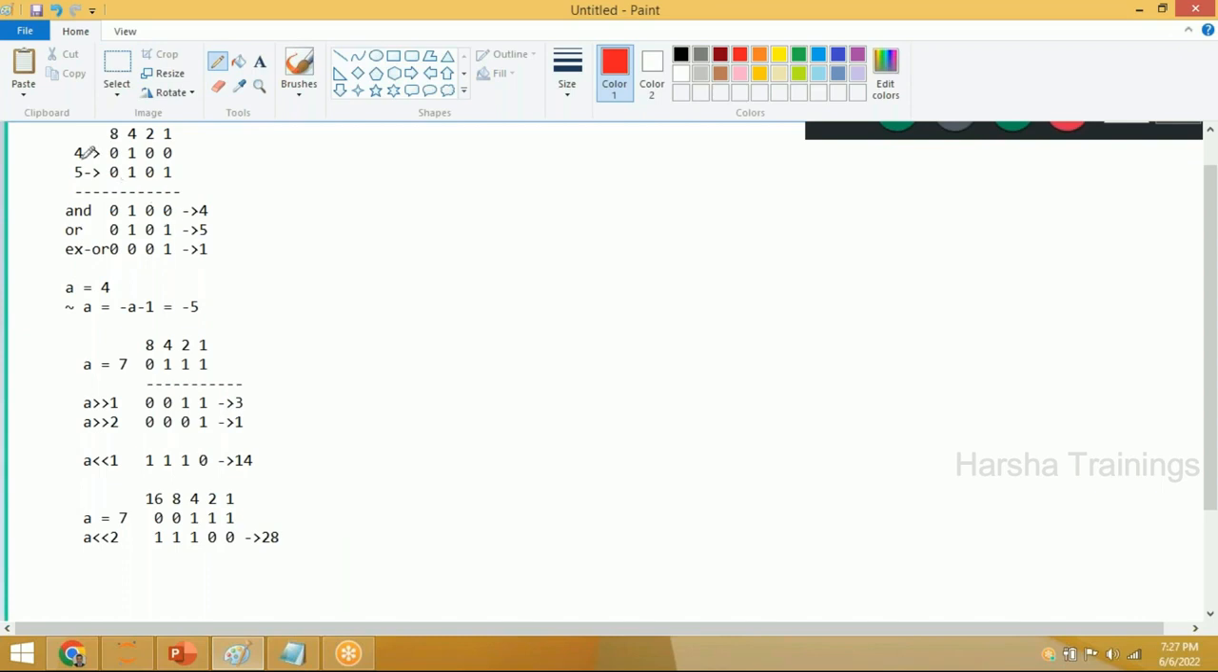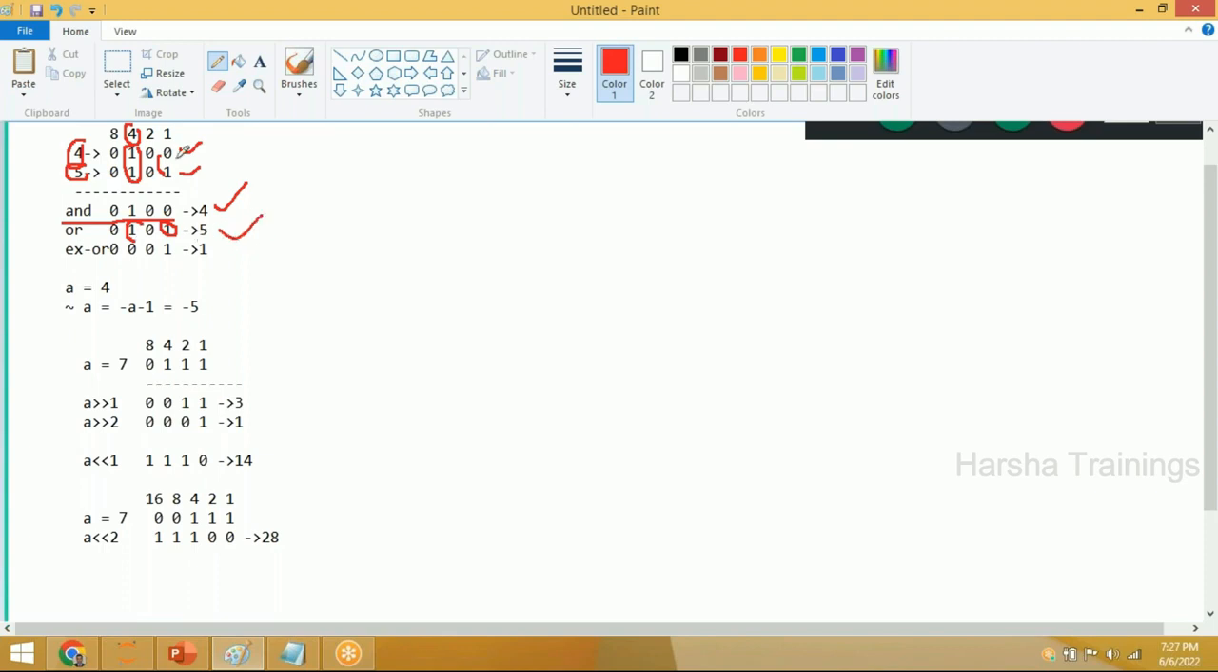Now let us take 4. How will 4 be represented in binary notation? In the 4 place, this will be 1, and all the remaining are zeros. How will 5 be represented? 5 will be represented as 4 plus 1. I have converted 4 and 5 into bits. Now, what is AND operation? AND means if both the inputs are 1, then only the output is 1. OR operation means if any one input is 1. Now this one is 1 and this one is 1, so the output is 5 here.